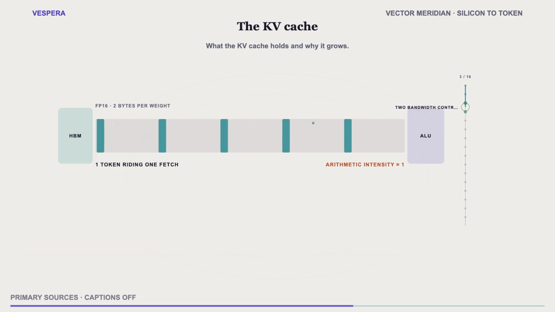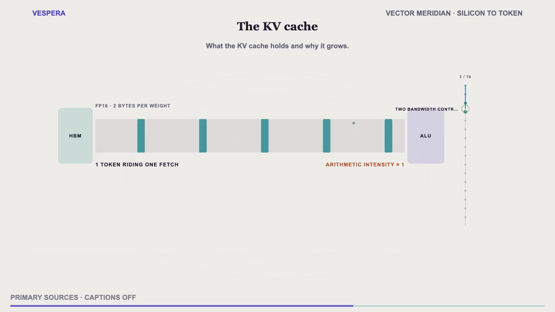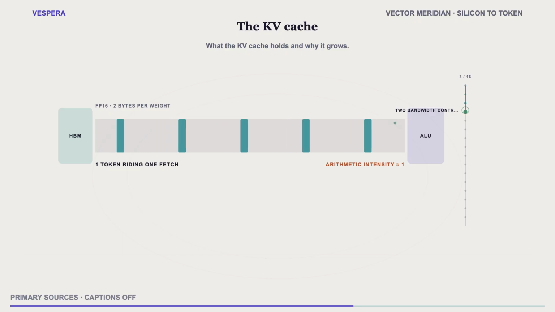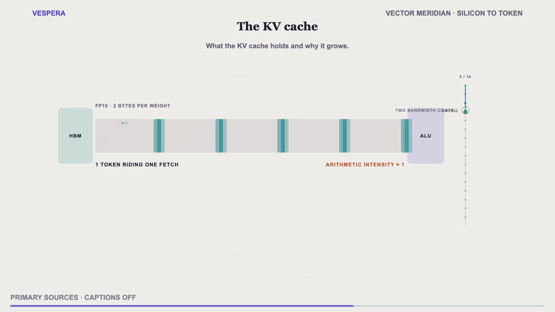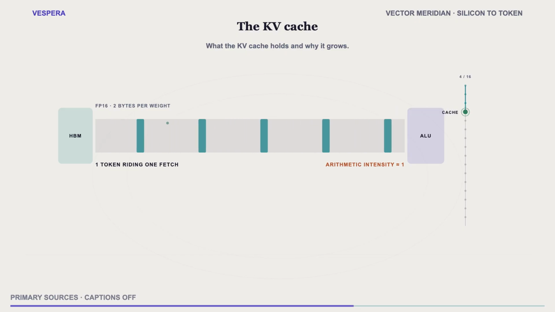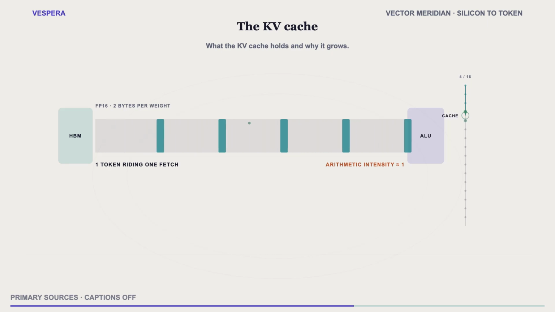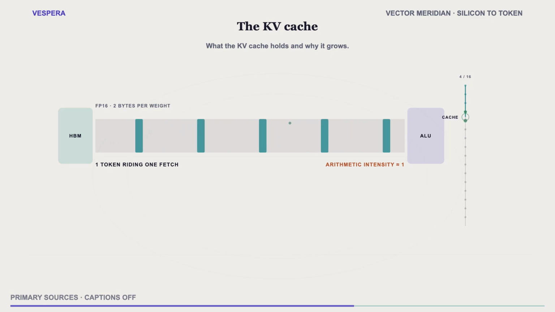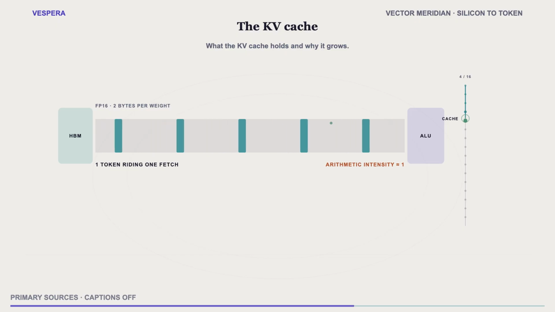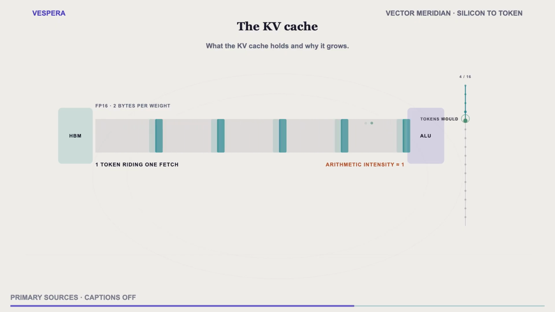But the keys and values for previous tokens do not change. They were computed from tokens that are now fixed, so you compute them once and keep them. That stores the KV cache, and it converts decode from quadratic to linear. It is not an optimization in the optional sense. Without it, generation at any useful length is infeasible. Now the cost, which is where it gets difficult.